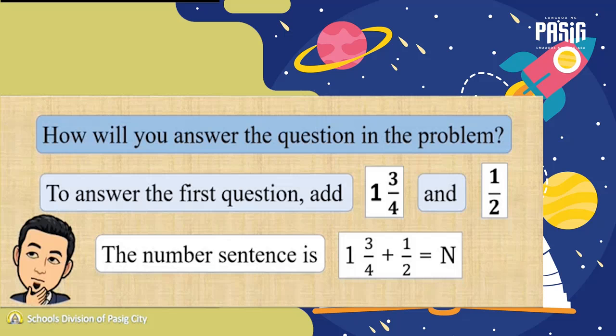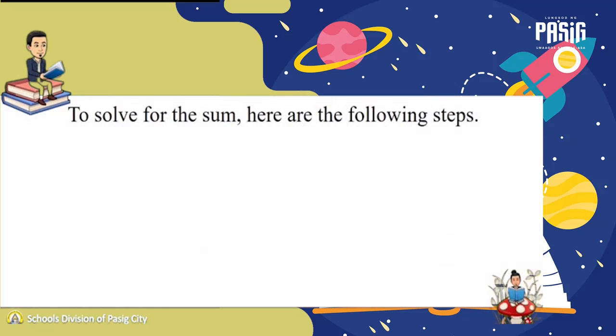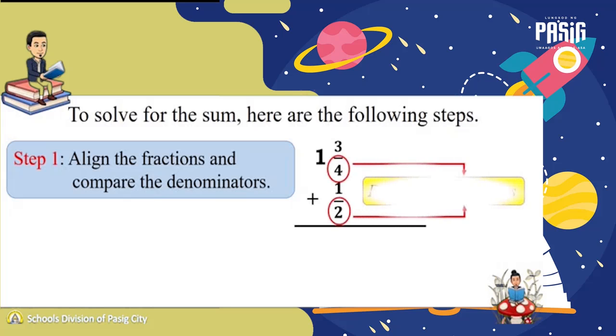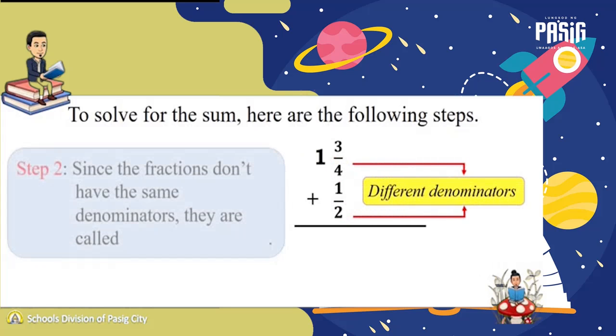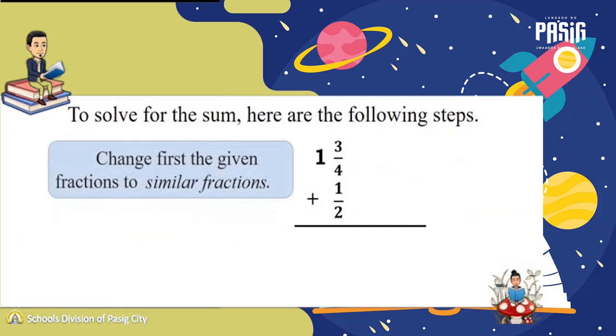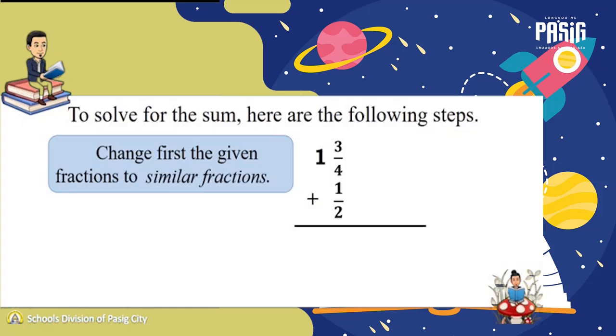How do you solve the number sentence? To solve for the sum, here are the following steps. Step 1. Align the fractions and compare the denominators. The denominators of the given fractions are 4 and 2, so the fractions have different denominators. Step 2. Since the fractions don't have the same denominators, they are called dissimilar fractions. In that case, change first the given fractions to similar fractions.